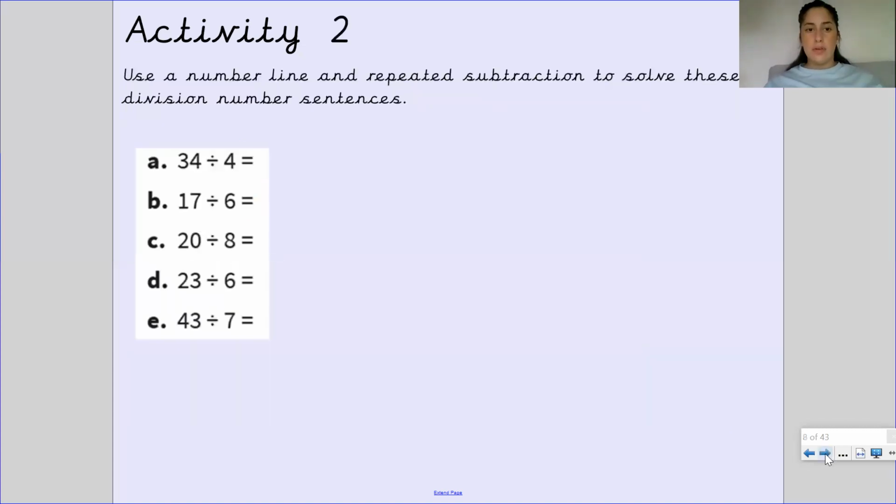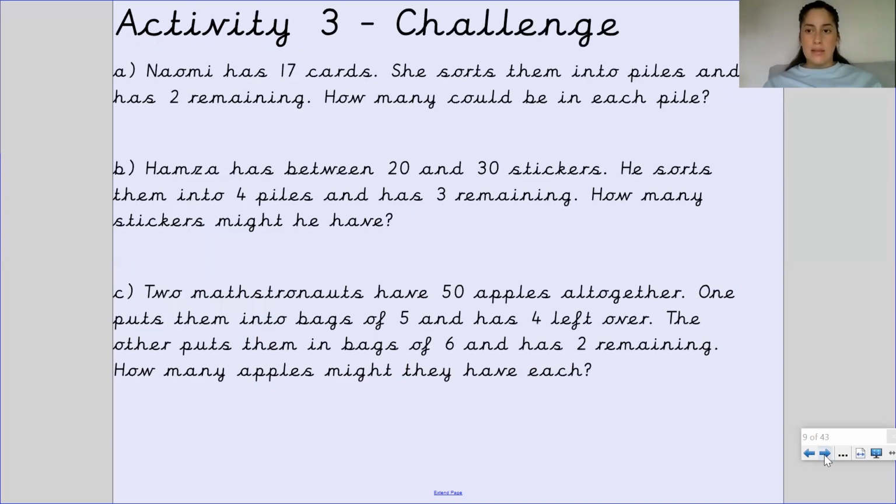Now, if you want to use the number line method and the repeated subtraction method to solve these divisions, you can complete activity 2. Make sure you draw your number lines neatly if you're drawing number lines. If you want to just represent it as repeated subtractions and count how many times you were able to subtract this number from the beginning number, then that's fine too. And this is your challenge.